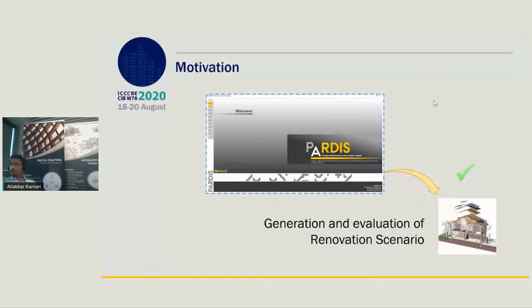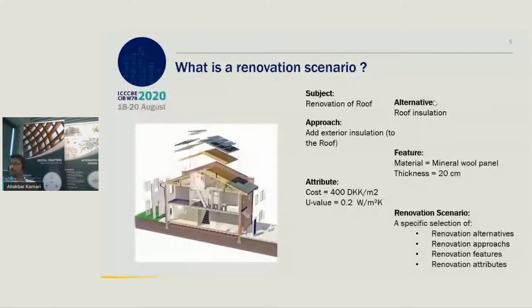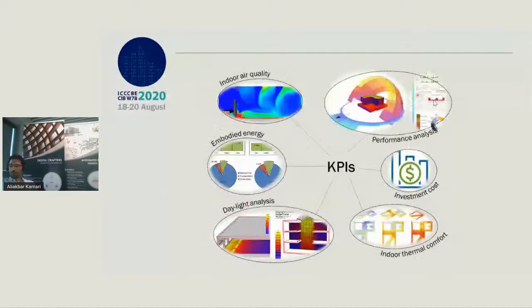So yes, as you can see in this slide, for instance, an example can be the renovation of a roof. We can select insulation from outside as a renovation approach, and that renovation may have several types of features or attributes. A scenario will be a specific selection of different alternatives, approaches, features, and attributes. And obviously, the next step is evaluating these scenarios against key performance indicators such as indoor air quality, embodied energy, daylight analysis, indoor thermal comfort, and so on and so forth.